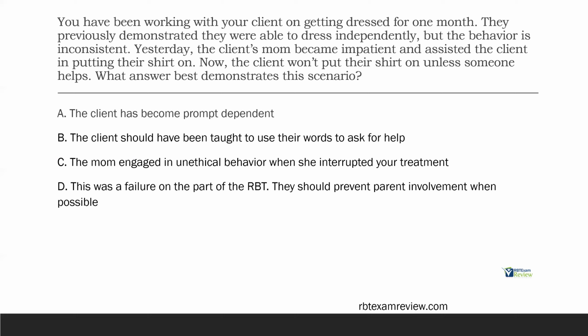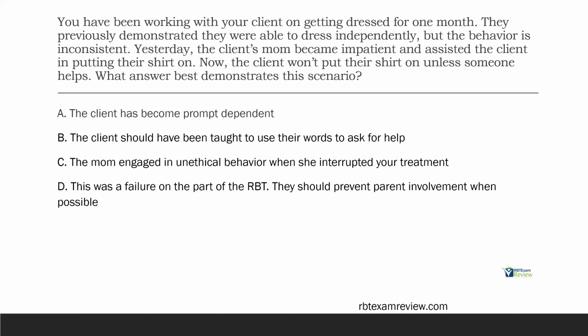D, this was a failure on the part of the RBT. They should prevent parent involvement when possible. No, that's not part of the RBT's responsibility. Now, when you get to the point of the relationship where you can ask the parent to step back and let you handle the behavior, okay, which is encouraged, right? You should really be the one handling behaviors and these type of things and leading, right? That's when you can get to this point.